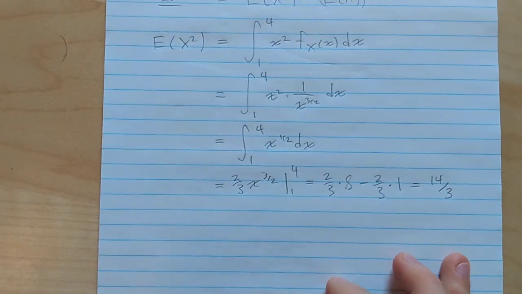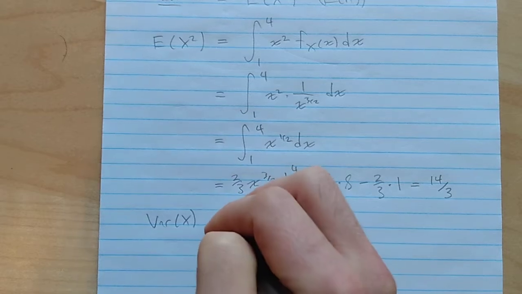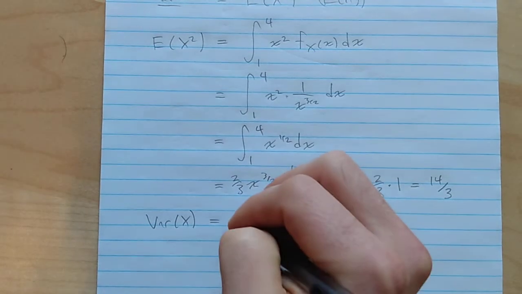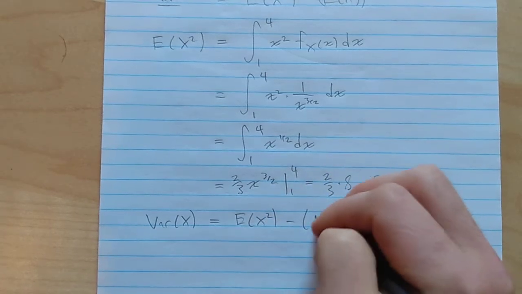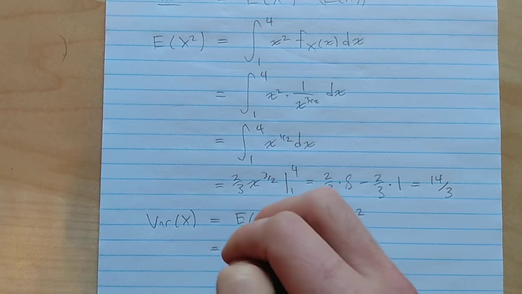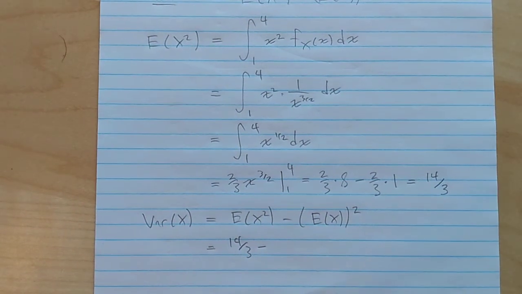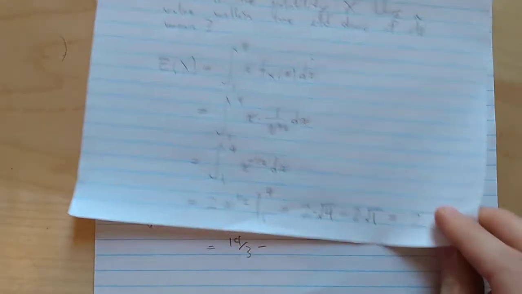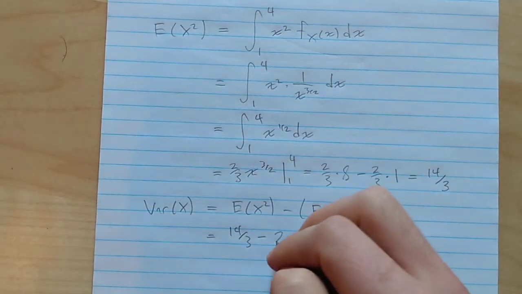So here we go. The variance of x is equal to the expected value of x squared, just to remind you, I'll write it again, minus the expected value of x all squared. So we get 14/3 minus, what was the expected value? What was the average, the mean? We found that before. It was 2, right? It was 2. Okay, so minus 2 squared.